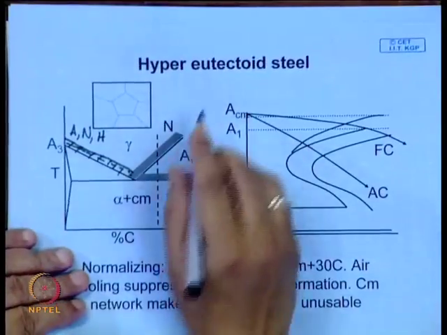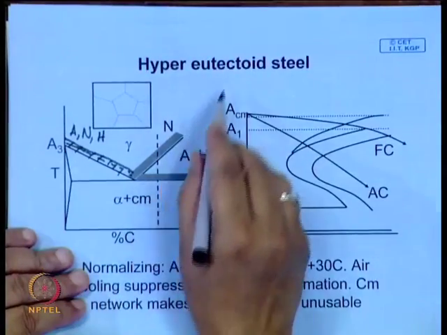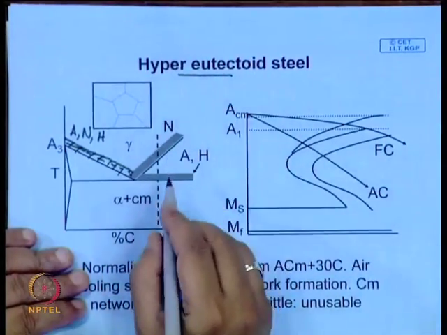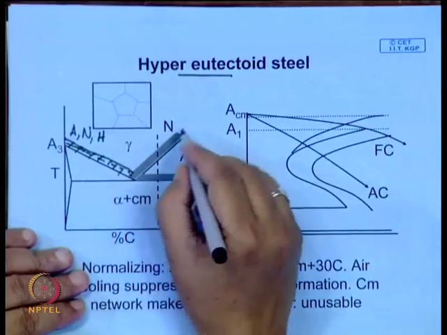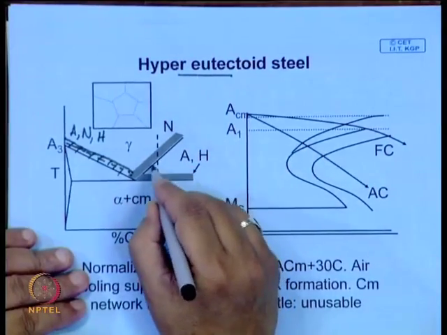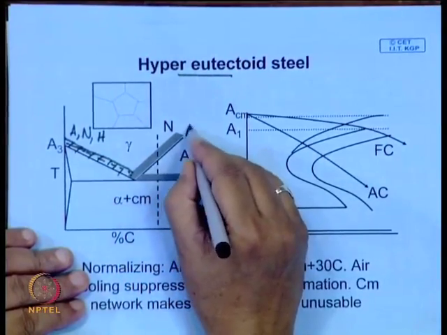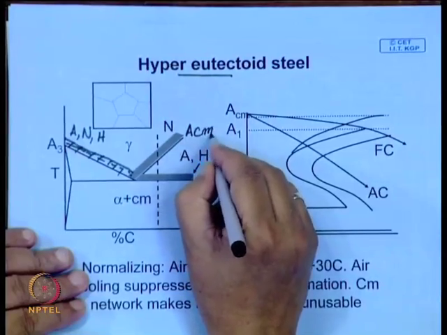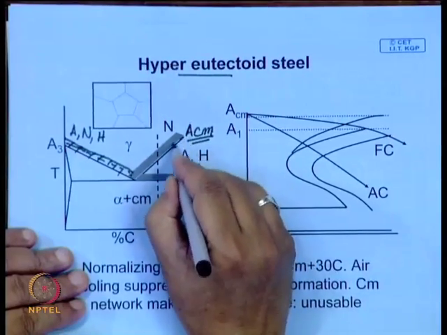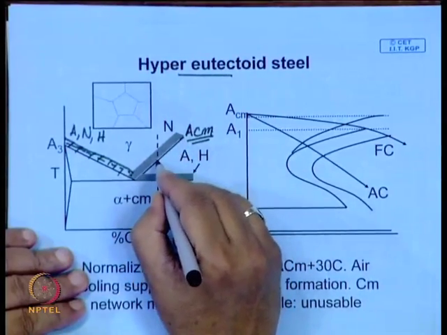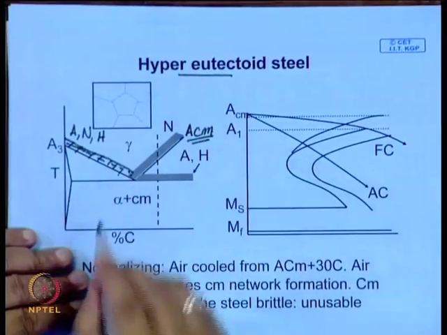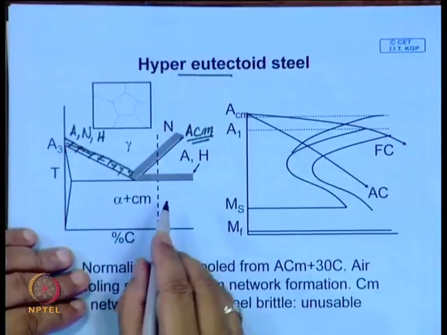Whereas, in case of a hyper-eutectoid steel, there is a little difference, and what is this difference? In case of normalizing, you can heat it above this line called the ACM line, where this line represents the temperature at which pro-eutectoid cementite starts precipitating.